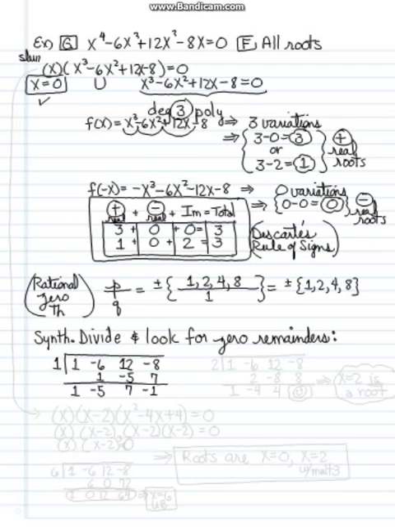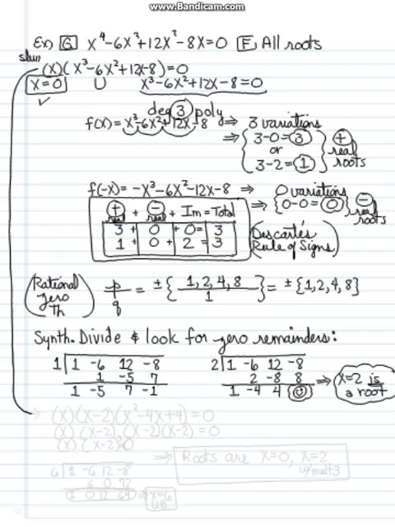Let's go to the next number in the positive list, the number 2. Synthetically divide the second factor by 2. So we have 1, negative 6, 12, negative 8. Bring down the first number, multiply, add, multiply, add, multiply, add. Oh, there you go. Happy face. That's a 0. We got a 0 remainder, which implies that the number we were dividing by, 2, is a root of the polynomial.